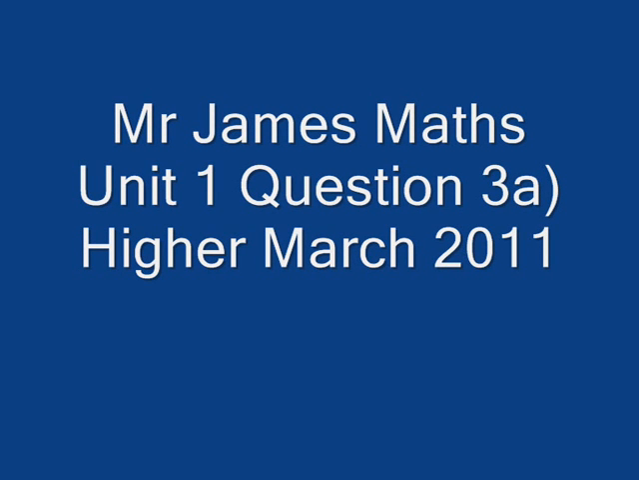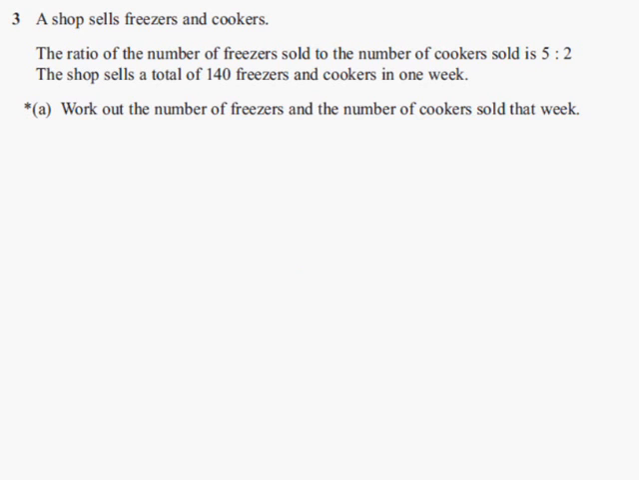I'm going to be going through question 3 on the Unit 1 Edexcel 2011 March paper. Now, this is a ratio question. A shop sells freezers and cookers. The ratio of the number of freezers sold to the number of cookers sold is 5 to 2. The shop sells a total of 140 freezers and cookers in 1 week.